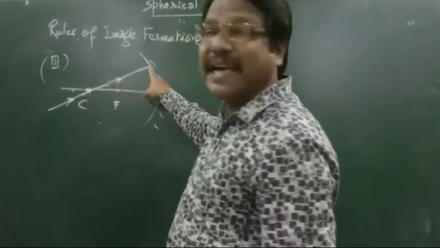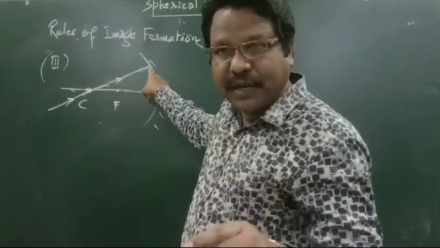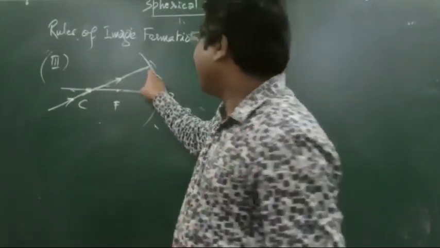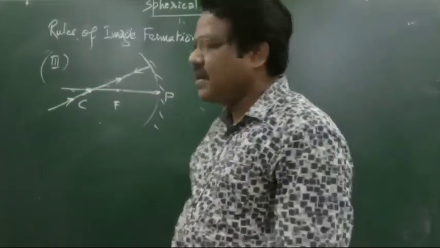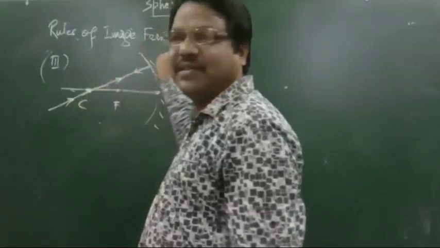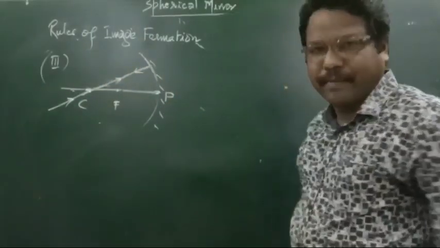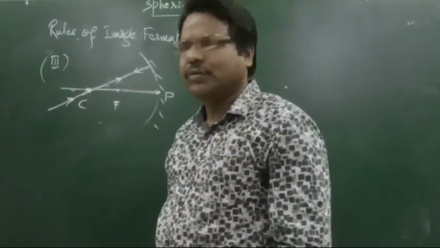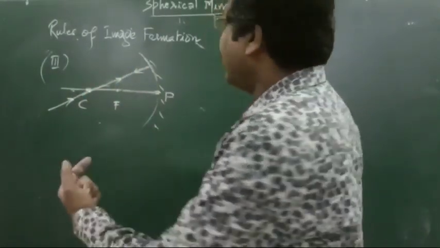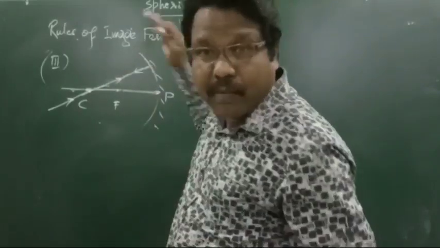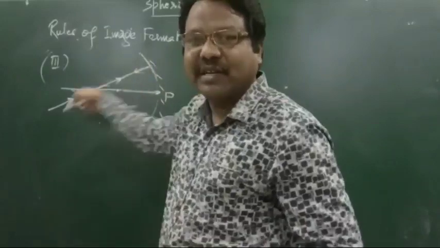When the ray is incident radially, it is normal to the surface. Normal to the surface means the angle of incidence will be 0. So the angle of reflection should also be 0. So the ray will retrace back. A ray which is incident through the center of curvature retraces its path, because the ray is normal to the surface, so the angle of incidence is 0 and the angle of reflection will also be 0.